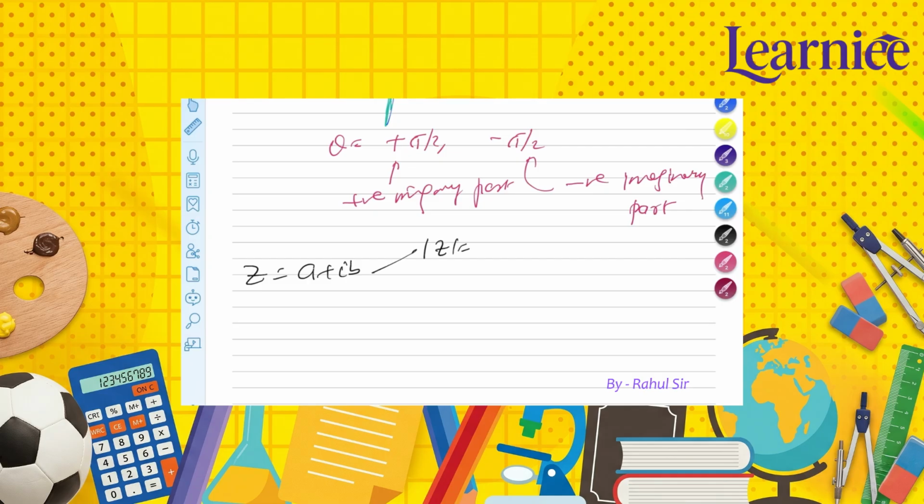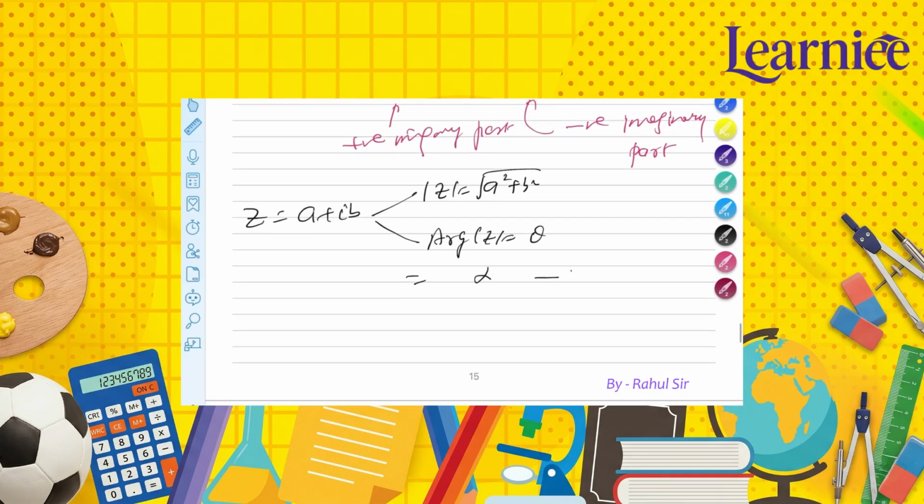It has the modulus a square plus b square, and it has the argument of z. Let's have a principal argument. I use the capital A. Argument of z is theta. Now this may be alpha for the first quadrant. You understand? That means, let's say any complex number, let's say this is z. So this is the modulus of z, and this is the principal argument.